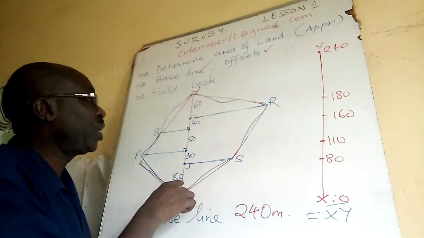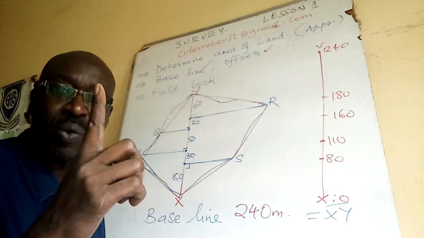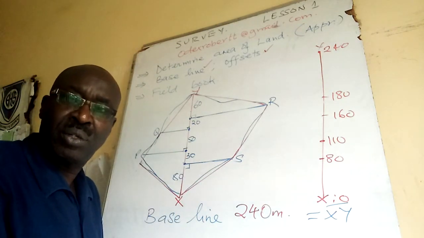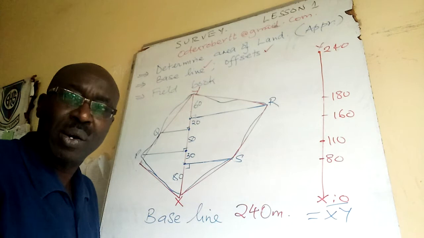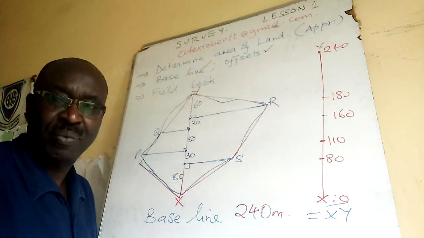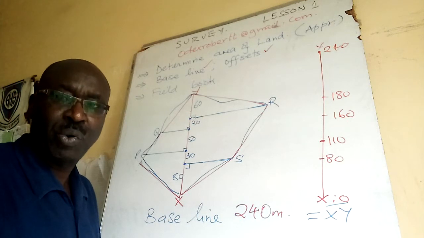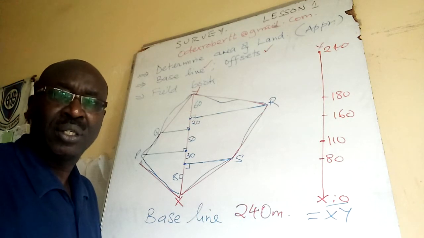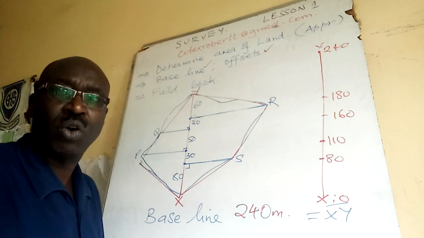So we had a piece of land. Number one, you must move from one point to another which is opposite, in a straight line. When you join such points, X and Y, it gives you what we call the baseline.